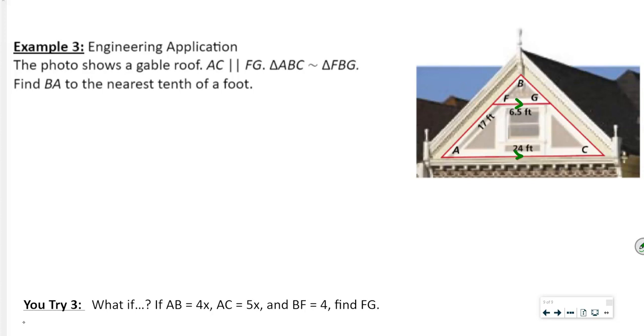So that means our little triangle is similar to our big triangle. It says find BA to the nearest tenth of a foot. Okay, so we're looking for the whole big side. So this one's going to be a little trickier than the last one, and I'll show you why.